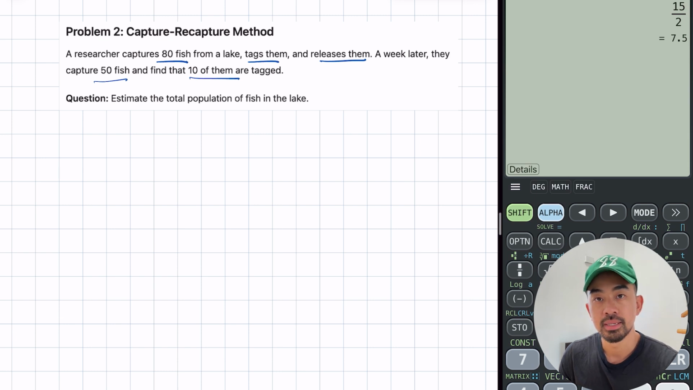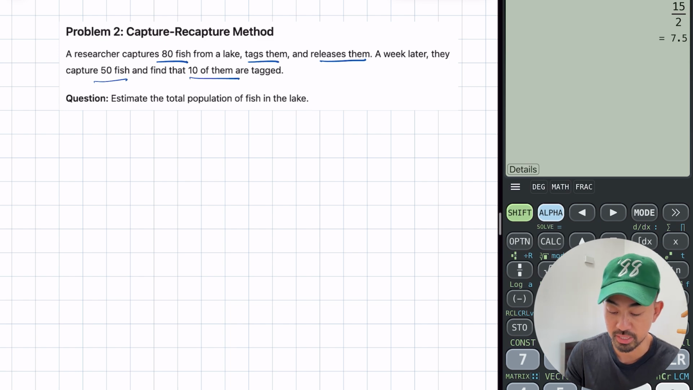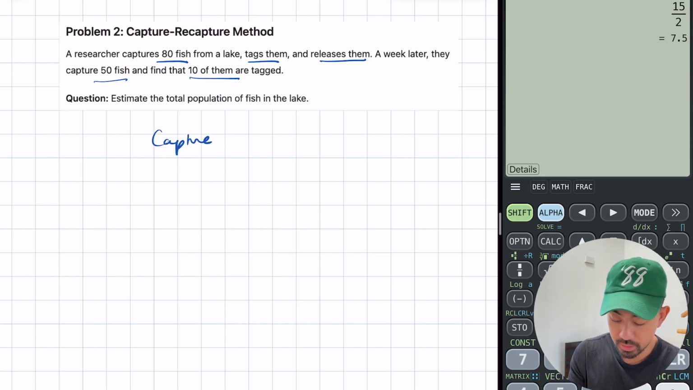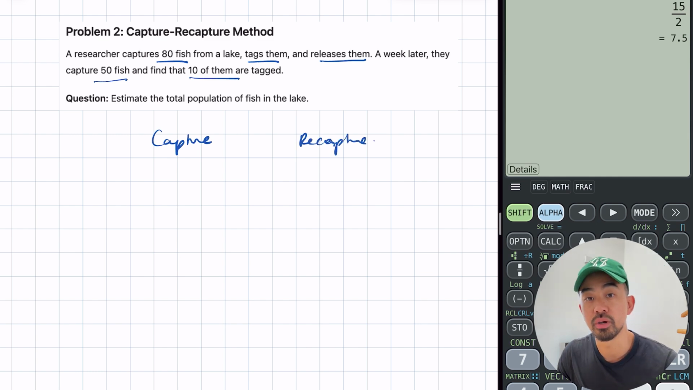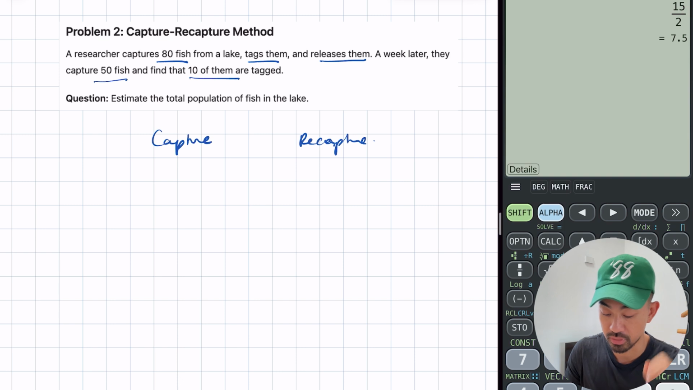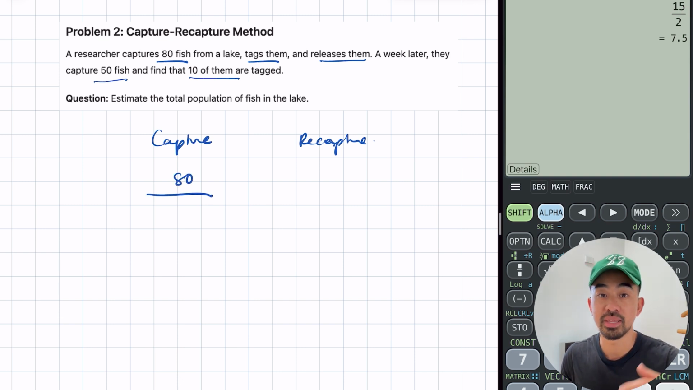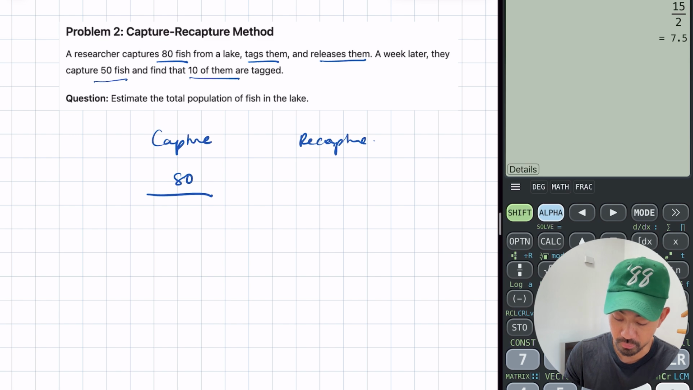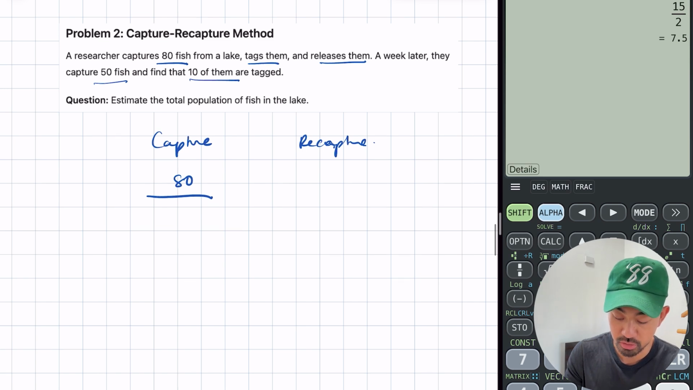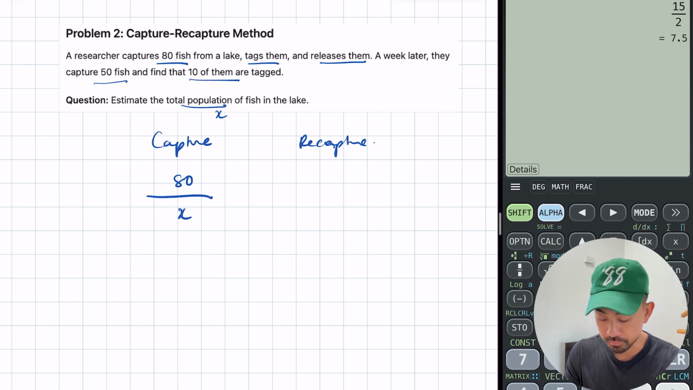All right, so there's a couple ways to look at this. One way is just to memorize the formula on how they do it. The other method is to just think about, you've got two scenarios. You've got the capture and you've got the recapture. Now in the capture scenario, it's always how many captured and tagged. So in this case, it is 80. And in the denominator, it's going to be the estimate for the total population, which I'm going to call X. So X at the bottom.